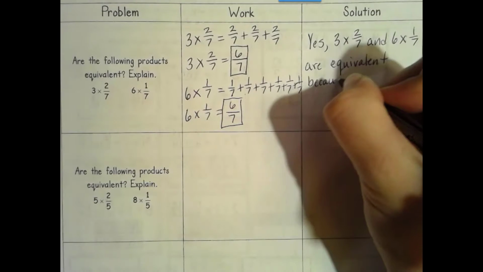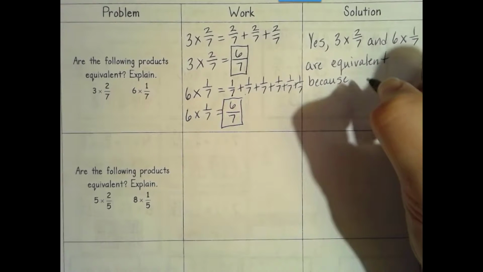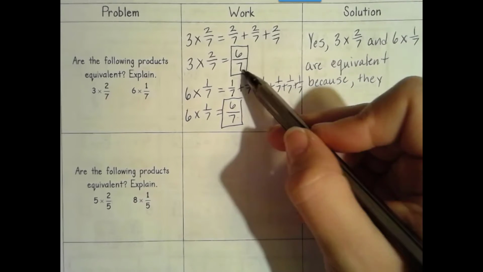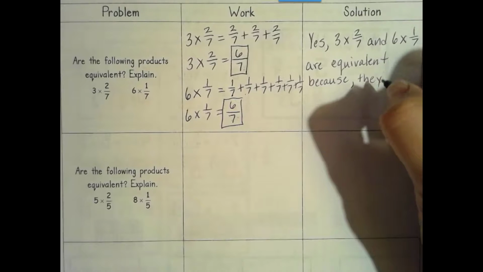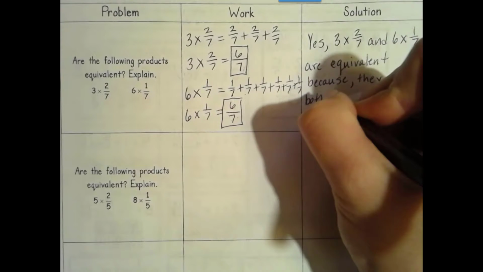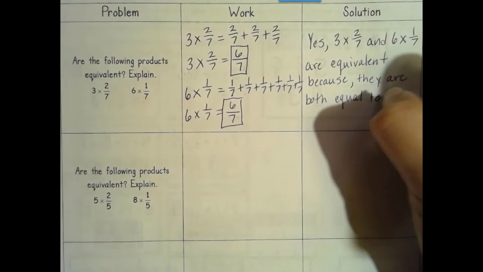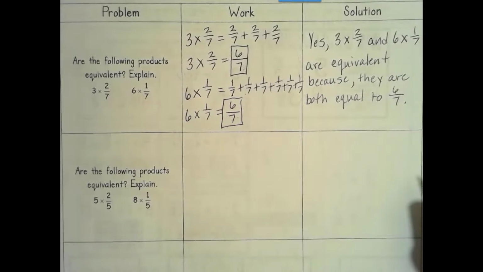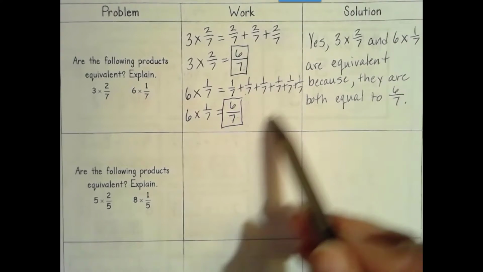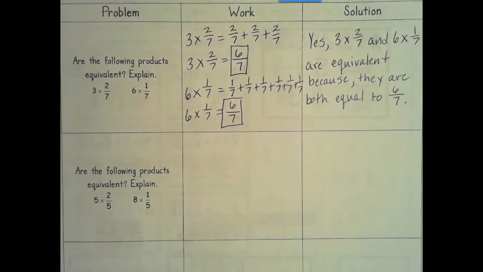because this is that explain part. When it says explain, that's what the because is telling us. We need to give that evidence. And our evidence is that they are both equal to 6/7. So this is our claim, our evidence, and here's our reasoning. That also comes up in math. We need to always make sure we have that.